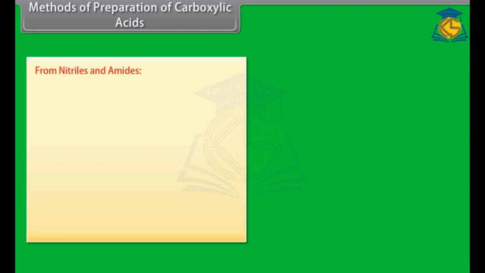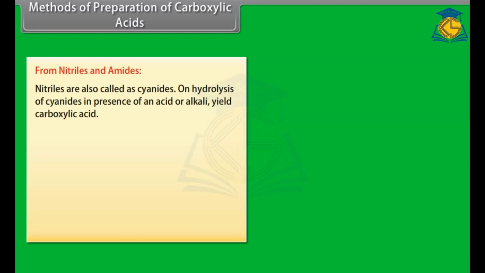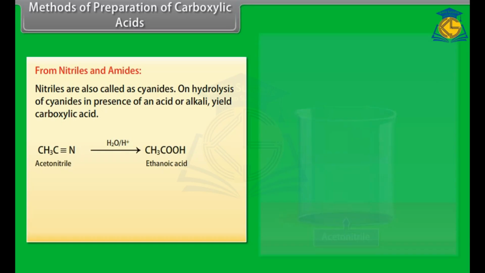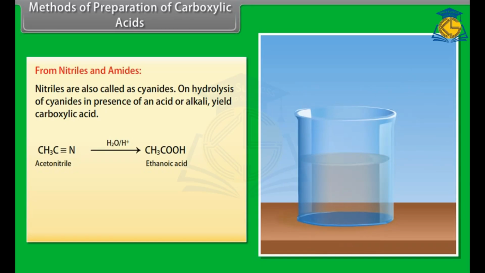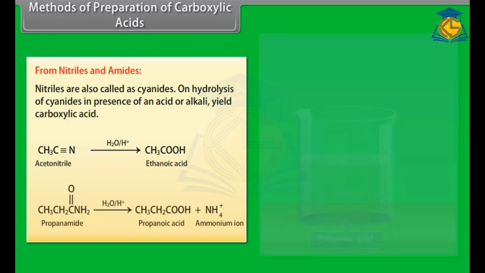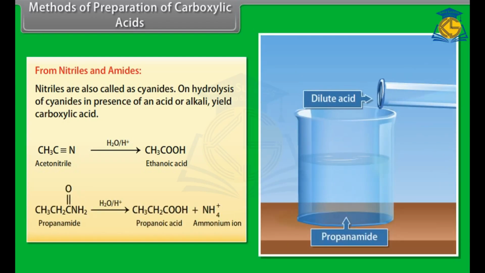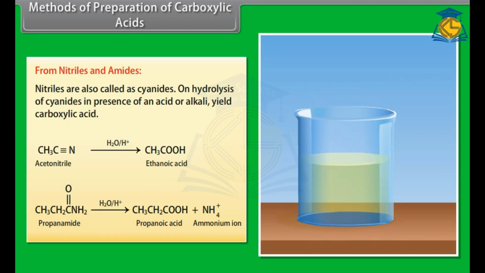From nitriles and amides. Nitriles are also called cyanides. On hydrolysis of cyanides in the presence of an acid or alkali, they yield carboxylic acid. Hydrolysis of acetonitrile in the presence of an acid forms ethanoic acid. On hydrolysis of propanamide in the presence of an acid, it forms propanoic acid and ammonium ion.